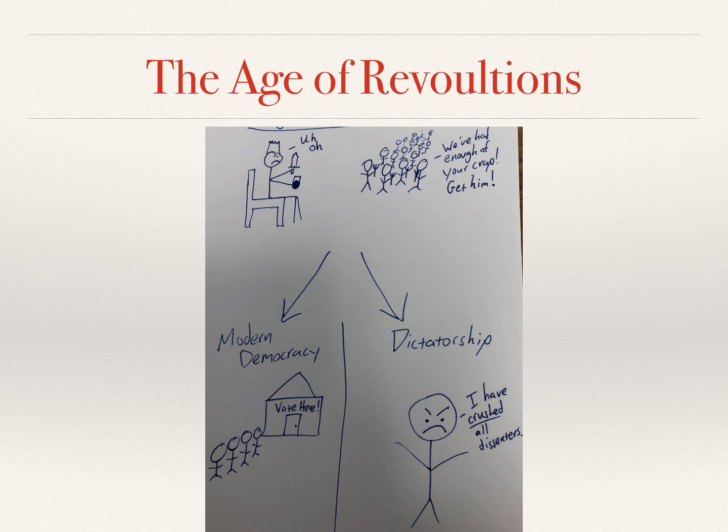And so oftentimes, these absolute monarchies either were overthrown or they morphed into something different. And so a lot of times you see these revolutions of the 1600s, 1700s, 1800s fall into either they succeed and you have the development of a modern democracy, or they sometimes fail and they're brutally put down, and you see the development of dictatorships, some of which still exist in the world today, where that one ruler has crushed all dissent and still maintains absolute power.